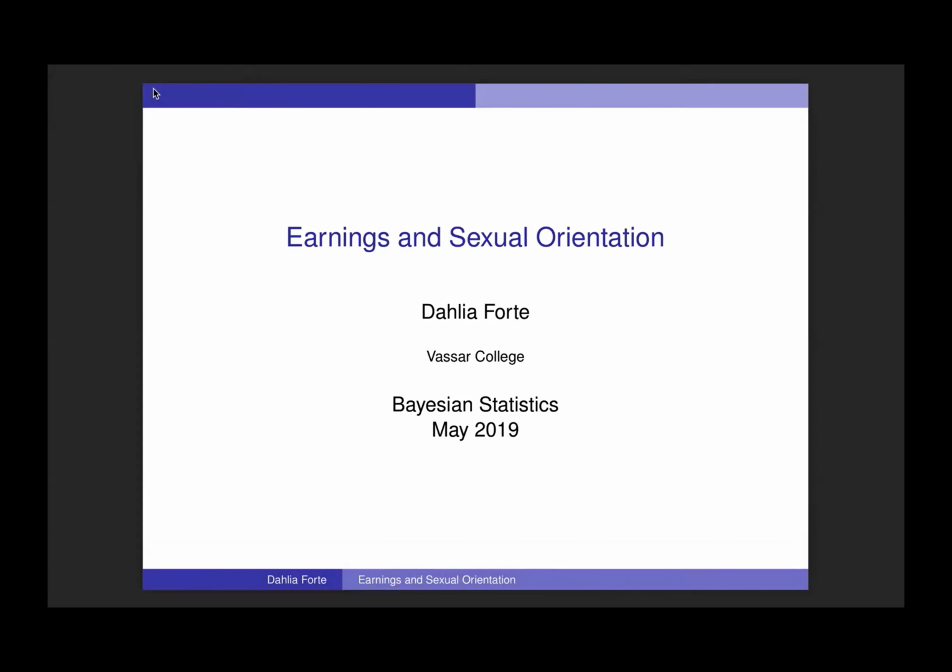Unlike the gender wage gap, which has been thoroughly explored in both frequentist and Bayesian techniques, the income differences between people of different sexual orientations have been relatively unseen. The bigger trend is very limited.